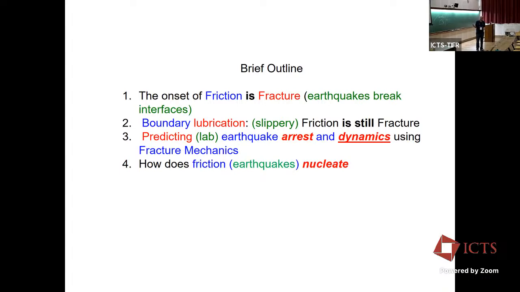And then we're going to use fracture mechanics. Once we've established that this is fracture, we're going to use it to predict things. So for example, I'm going to predict the magnitude of an earthquake in the laboratory. Predict means I'll tell you the magnitude before it happens, not after it happens. Post-dict is actually easier sometimes.